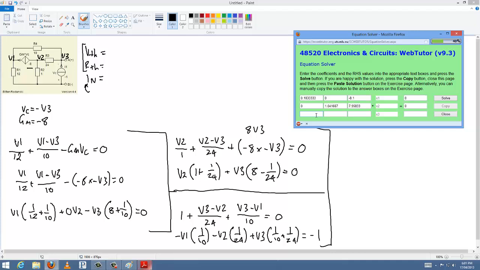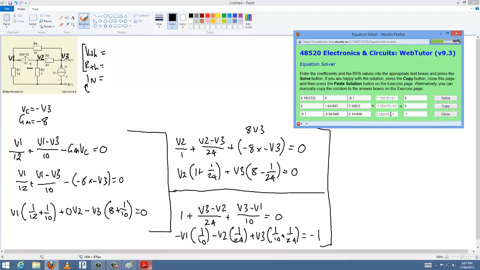And for the last one, negative 0.1, negative 0.04166, and 10 plus 24, 0.14166. And that's -1 there. Okay, so here are our values here. Still get to see if this is right.